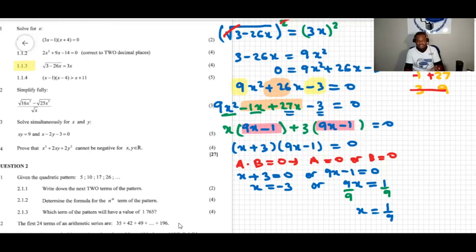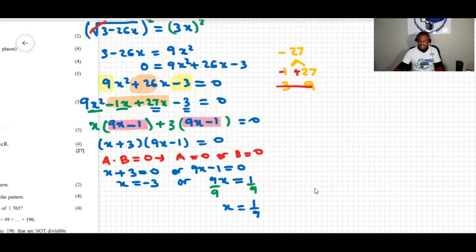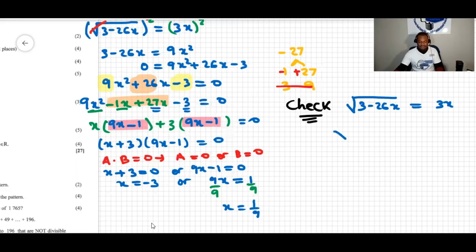We are going to check the valid answer, because sometimes it generates wrong answers as well, especially when we have an input like this within the equation. Now let's check the valid answer. I want to substitute. We have the square root of 3 minus 26x, and this is equal to 3x. Let's check if we substitute the value of x, whether it's going to generate the same answer.